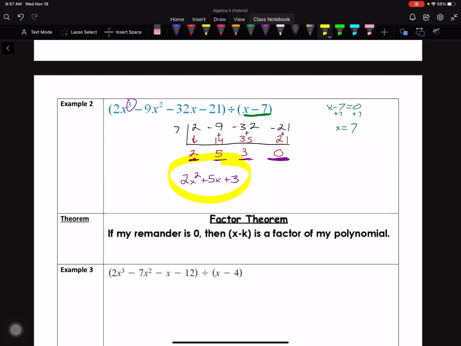Which leads us to the factor theorem. If my remainder is 0, which it just was, then whatever you divide it by is a factor of the polynomial. So that means that x minus 7 is a factor of this beast right here. Okay? Which means that 7 would be one of your answers.